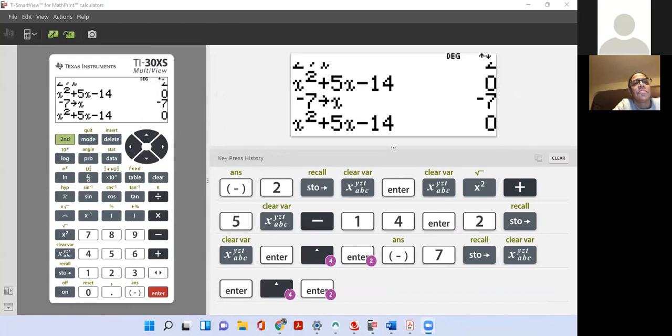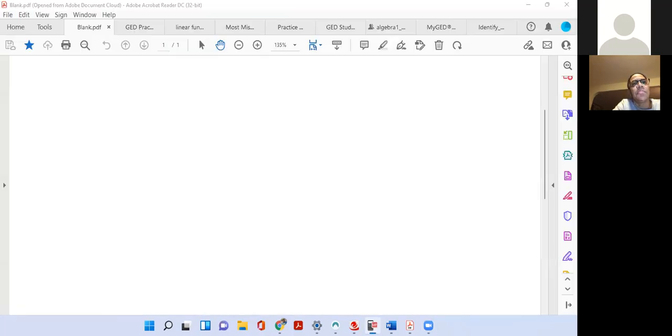So let me just do another quadratic equation again, so we can fully understand. I'm just making these up. Let's see. Plus minus 6x equals minus 16. Okay. How do I know this is a quadratic equation? How do I know this is a quadratic equation?